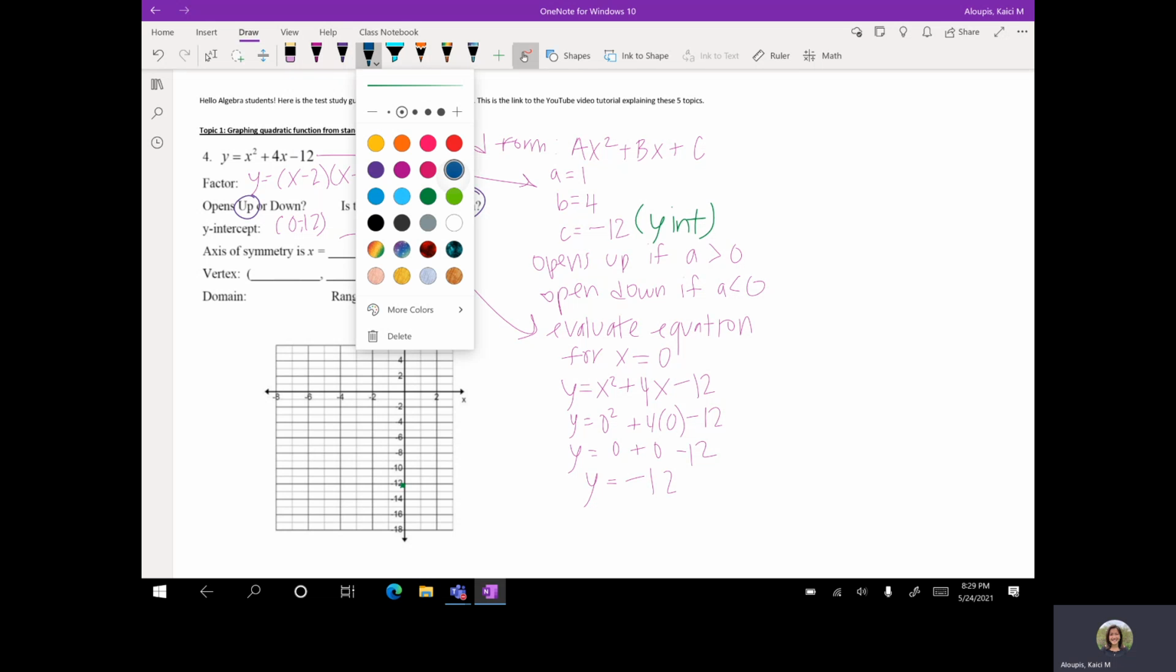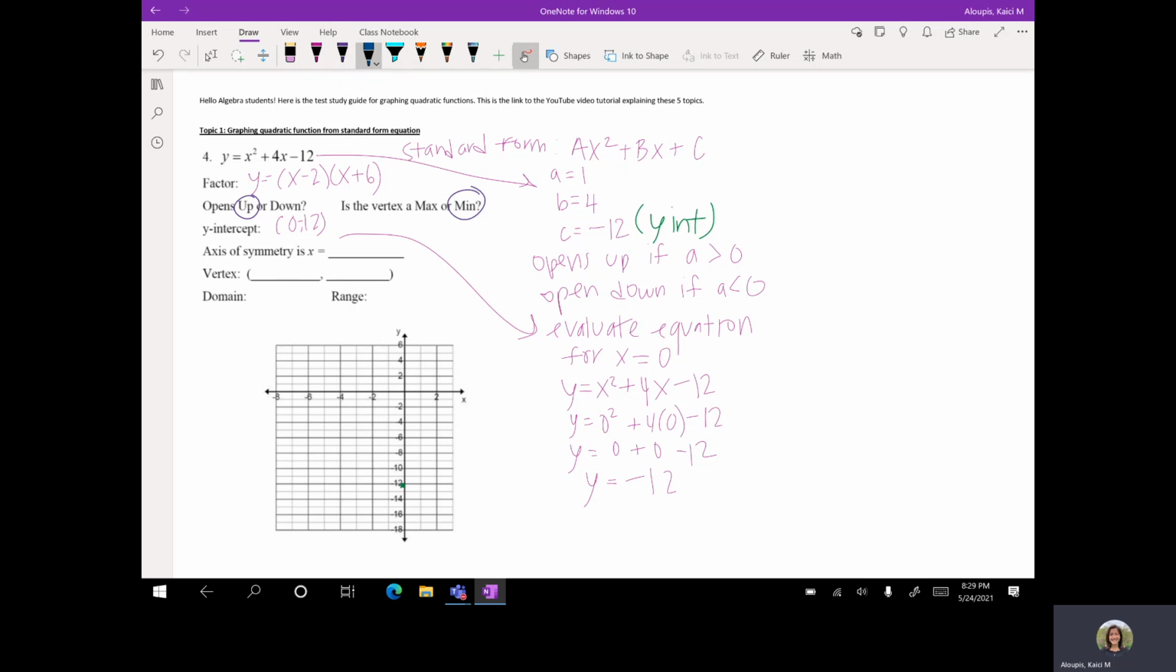Let me grab another color, maybe this blue, to find our axis of symmetry. Let's bring that down here. We're going to use the equation for the axis of symmetry: x is equal to -b over 2a. That's going to be the axis of symmetry. Remember that the axis of symmetry is a broken, dotted line that is vertical, so it's going up and down, and it is the symmetrical line over which the parabola reflects.